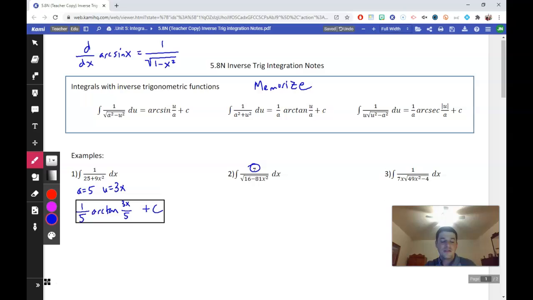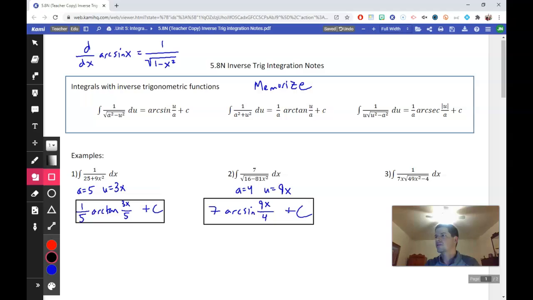If you have a constant on top, it doesn't really matter. You just pull the constant out in front, right? I mean, if you want to rewrite it, 7 times the integral of 1 over, but I'm just going to do that and have the constant out at the end. This is a square root, so we're going to be using arc sine. So let's write down what a and u are. A in this case is 4. U is 9x. And so when we solve this, we get a 7 out in front, then arc sine of u, which is 9x, over a, which is 4, plus c at the end. Notice constants you can always just pull out in front, and it works out just fine, just like other integrals.